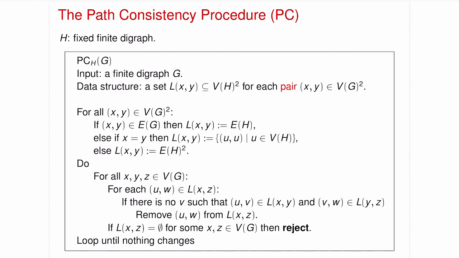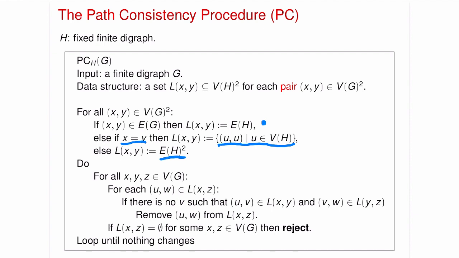Initially, we have to initialize the data structure. We do it as follows. If we have a pair of vertices of G that forms an edge in G, well, we know every homomorphism must map edges to edges, so we set this list to the set of edges of H. That's here. Otherwise, if there's no edge, we still have the possibility that these two vertices of G are equal, X equals Y, in which case the list should only contain pairs of equal vertices of H. Finally, if none of these cases applies, we set the list to the set of all possible pairs of vertices of H.